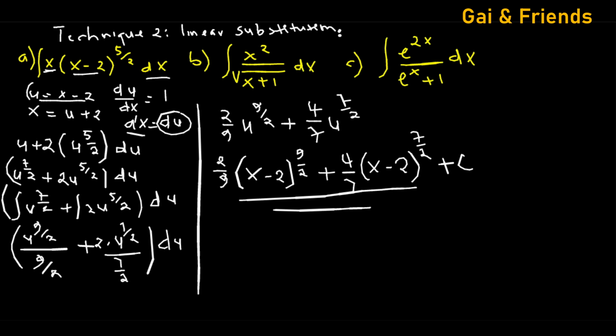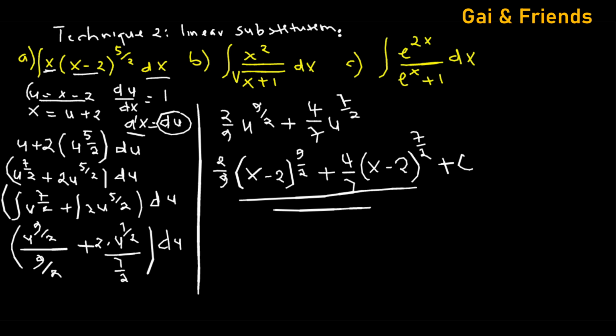You can go further to simplify it by isolating x minus 2 raised to the power 7 over 2 outside the brackets, but that can be tedious and sometimes it can cause problems in your solution, so you can leave it this way. And this is pretty much it.